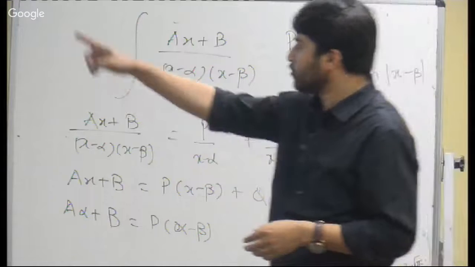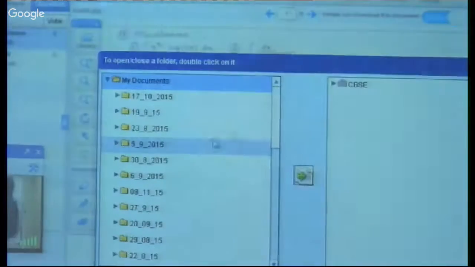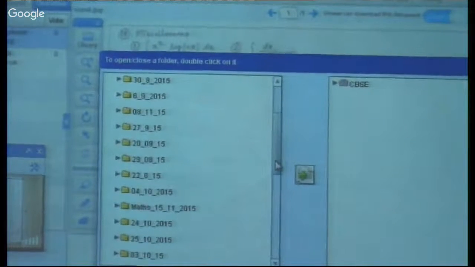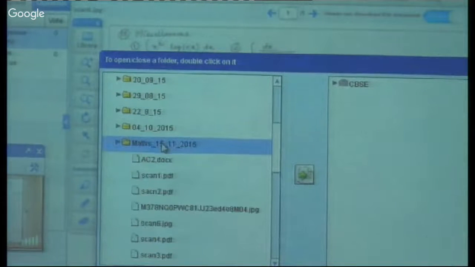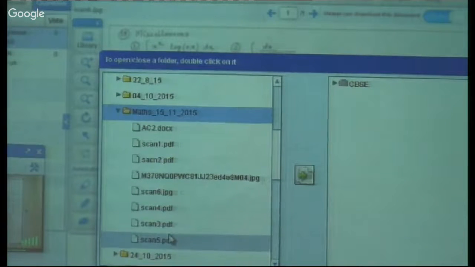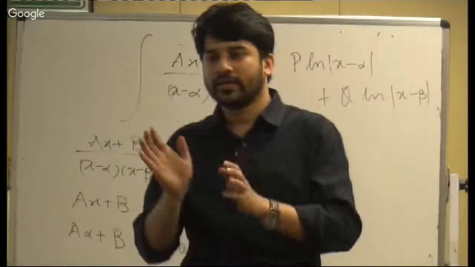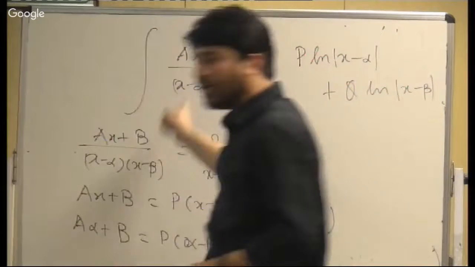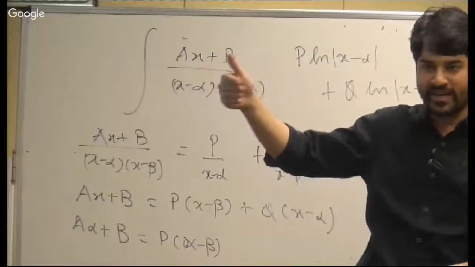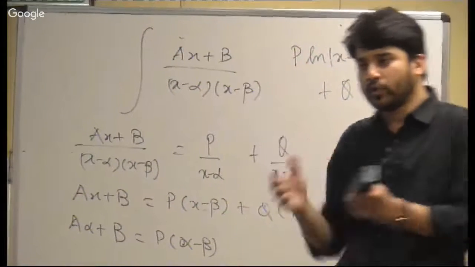So what we did in question 16 part 1, scan 5, yeah, maths 15, this one, scan 5. So in 16 part 1, the question was that we got a quadratic expression up and a quadratic expression down, so we divided it and used partial fractions to get the answer, right? Everybody understood partial fraction? We'll see varieties also, or how to deal when we don't get linear.